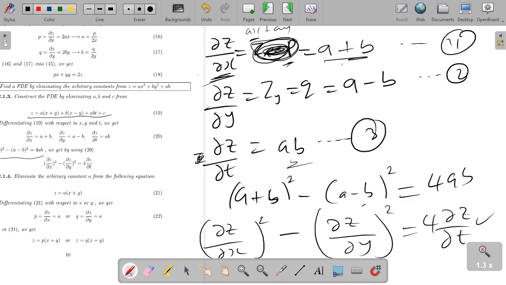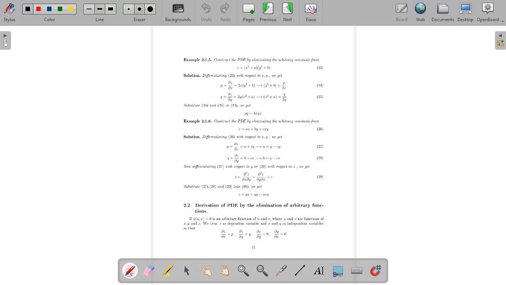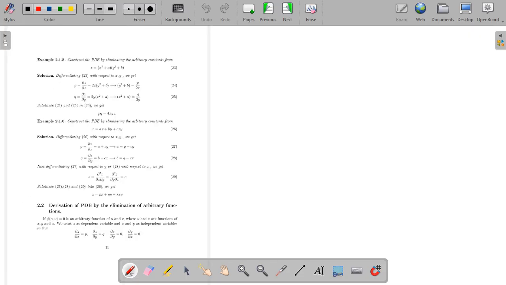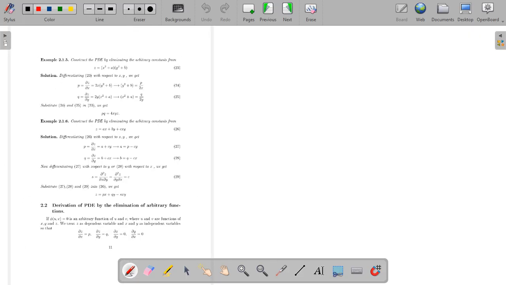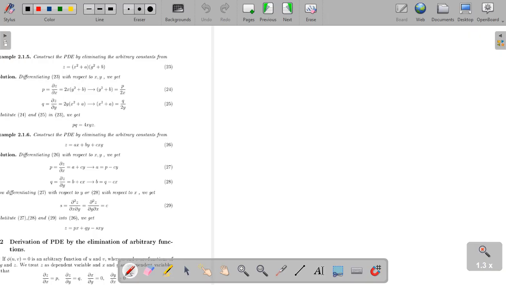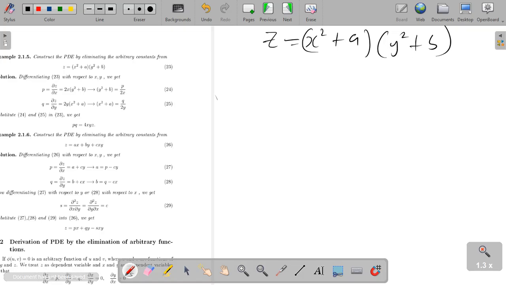Right, so on this page we have another question to solve. They said we should eliminate the arbitrary constants again. We have not even gotten to arbitrary functions. Okay, for arbitrary constants, the first question they gave us here is z is equal to x squared plus a, like this, then y squared plus b. Okay, so we have two constants, so we are going to differentiate 2 times. So I'm going to have partial z over partial x, which you can call p, is equal to what?